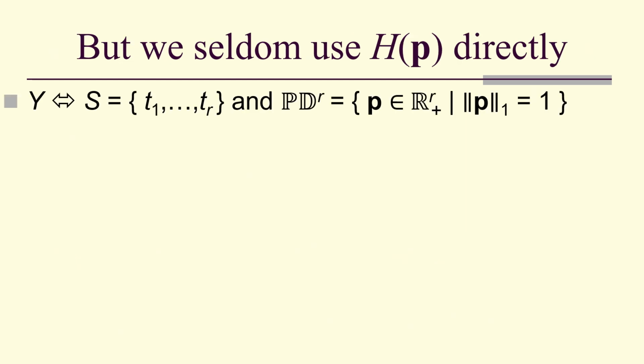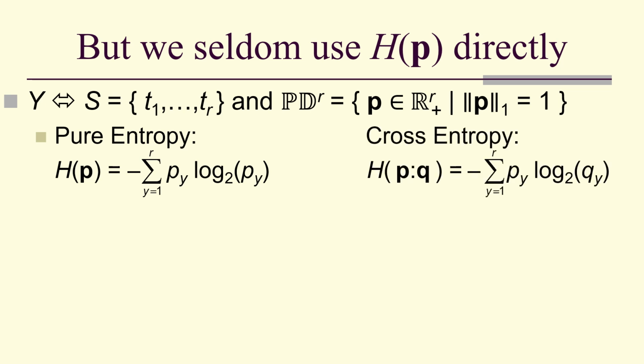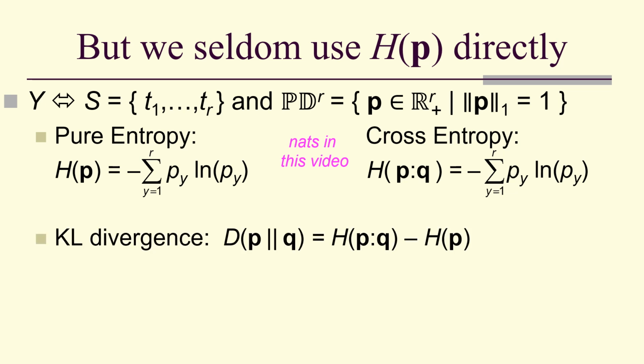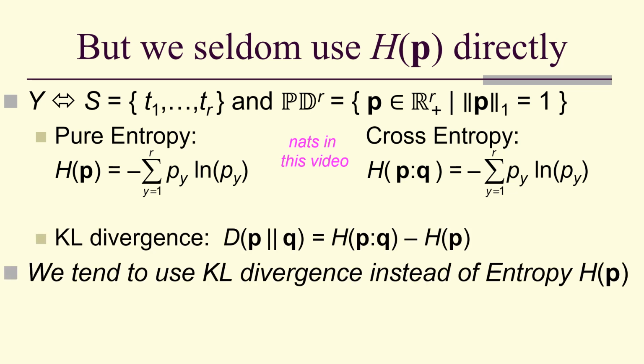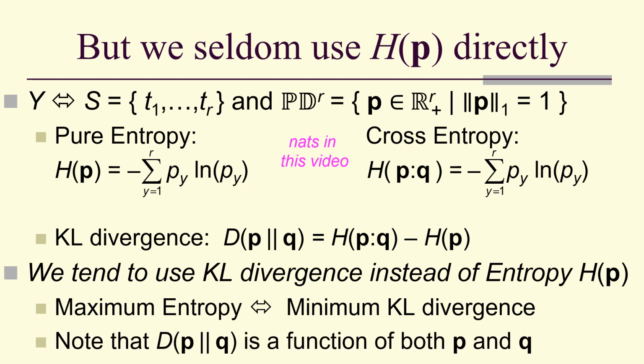In particular, suppose y is associated with a set S of R outcomes, and we have our probability distributions on our R outcomes. Pure entropy is defined this way, cross entropy this way. We're going to use nats in this video. This is our KL divergence, and we tend to use KL divergence instead of the entropy. Maximum entropy is going to correspond, as we'll show in a minute, to minimum KL divergence. And notice that the KL divergence is a function of both P and Q.